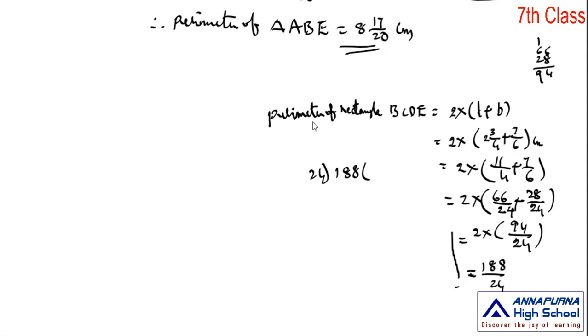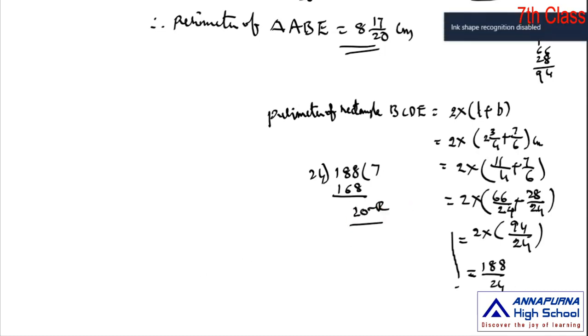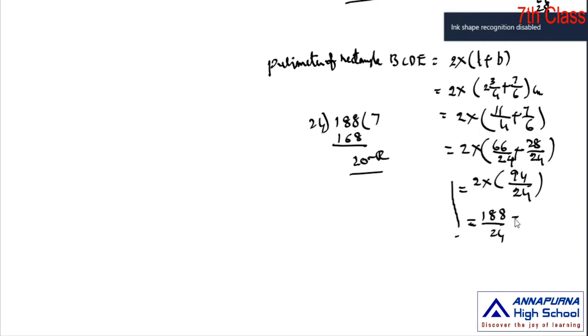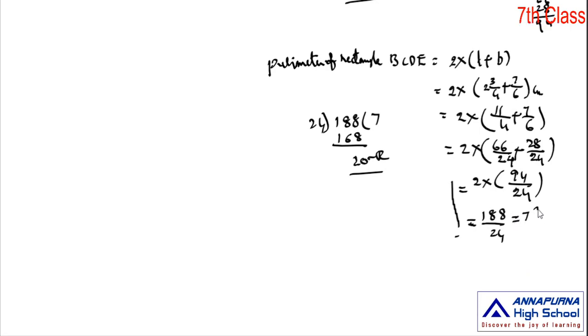So you prepare the 24 table. 24 1s are 24, 24 2s are 48, 24 3s are 72. Like that you prepare. Now in 188, 24 goes 7 times. 7 4s 28, 2 is there, 7 2s 14 plus 2 is 16. Now the remainder is 20. So that is equal to 7 20 by 24 centimeters, which is the perimeter.